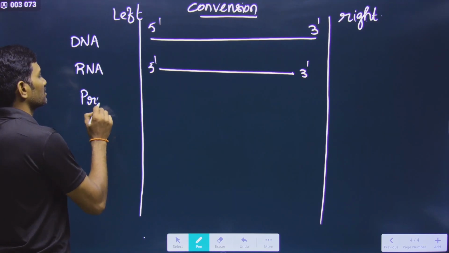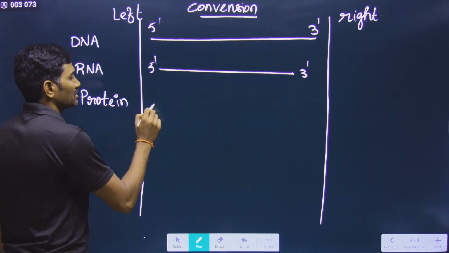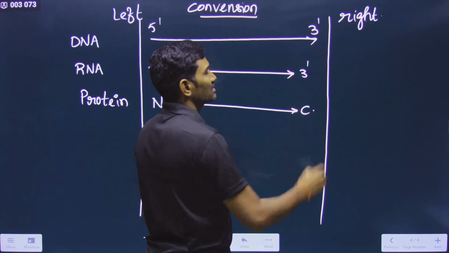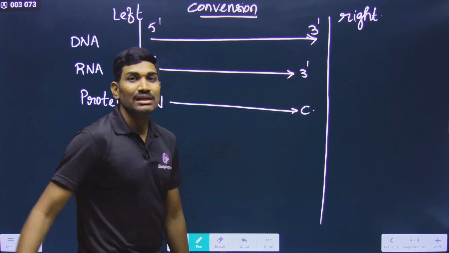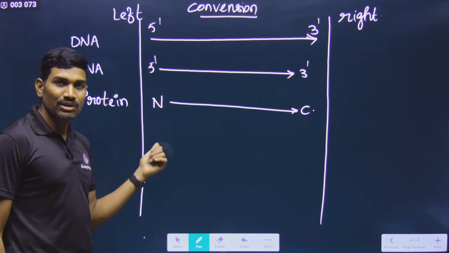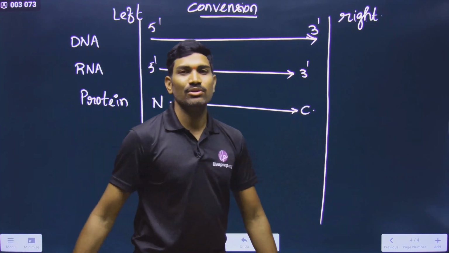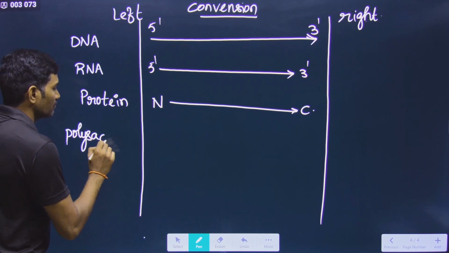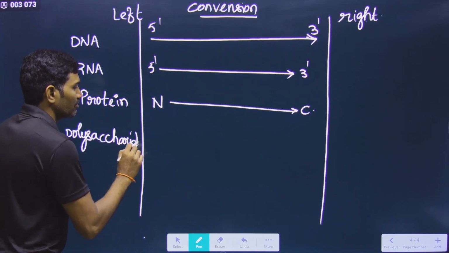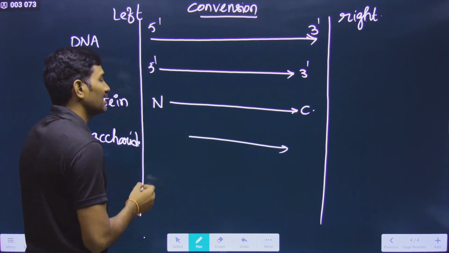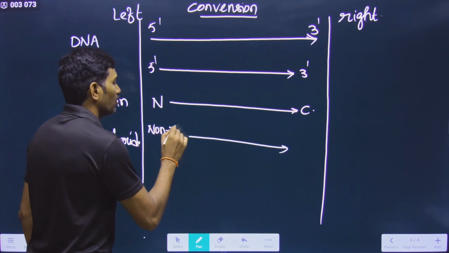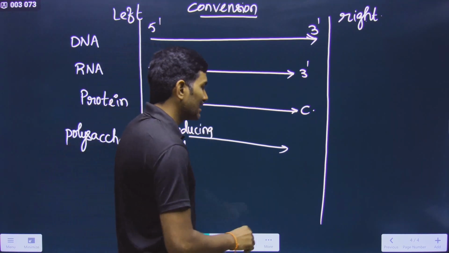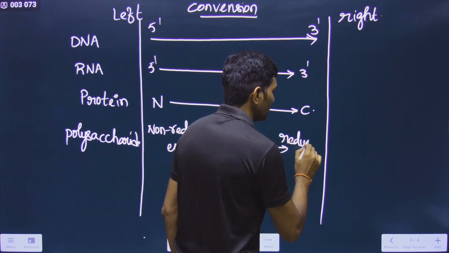But protein synthesis occurs from the N terminus to the C terminus. That's why the left side end for protein is the N terminus, and the right side end for protein is the C terminus. Next one, for polysaccharides. For a polysaccharide, what is the left side end? Just now we studied. The left side end is the non-reducing end, and the right side end is the reducing end.